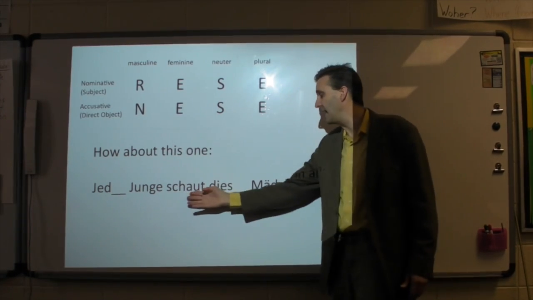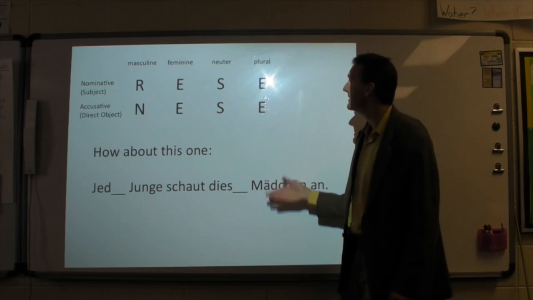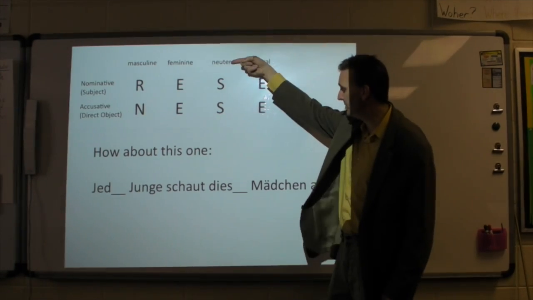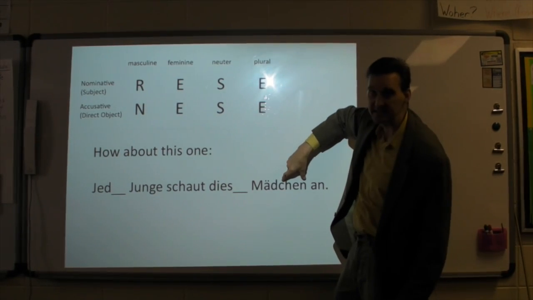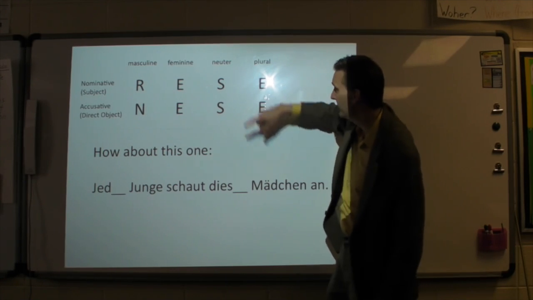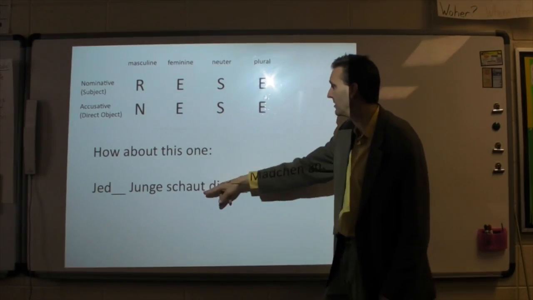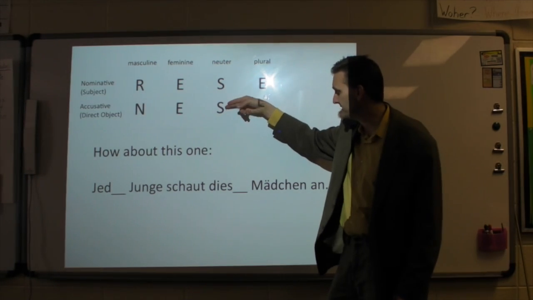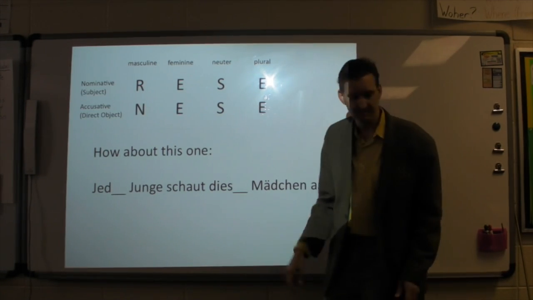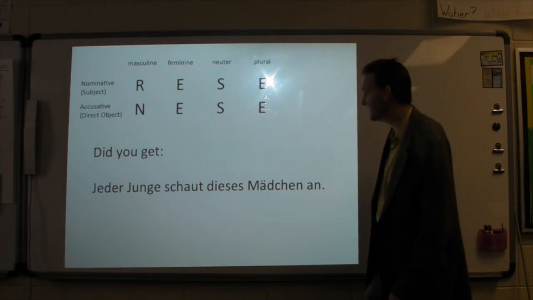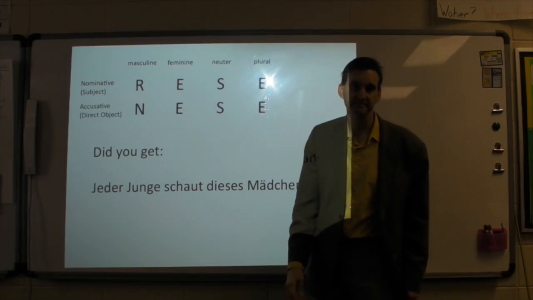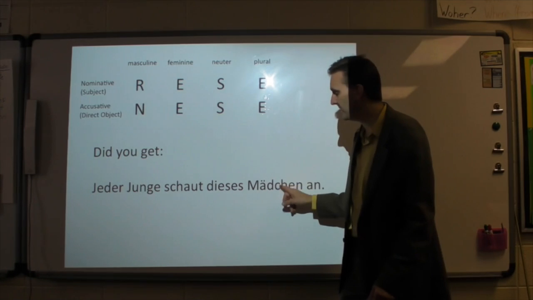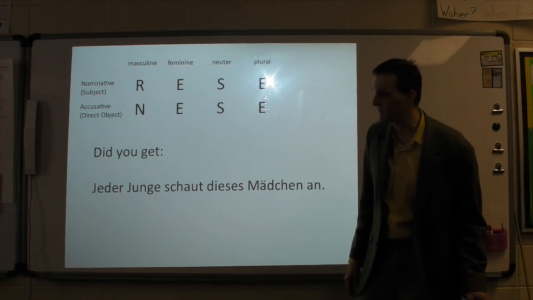Now, what's being looked at? This girl. Alright, so the girl is neuter. We saw that because CHEN makes it neuter. Okay, and she's being looked at. Therefore, that puts her as the direct object. It's this S right there, dieses. Okay, so jeder Junge schaut dieses Mädchen an. Again, technically this could be plural, but I'm telling you it's singular, so there we go.